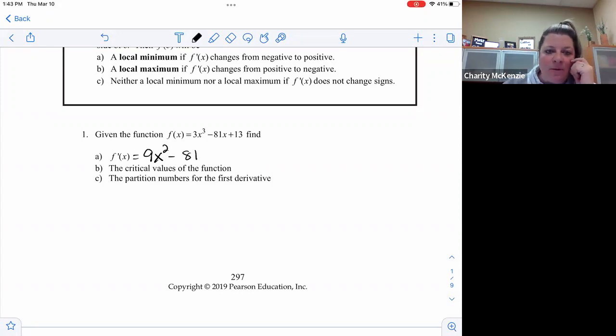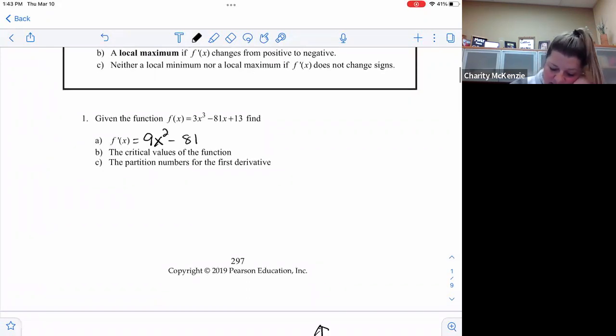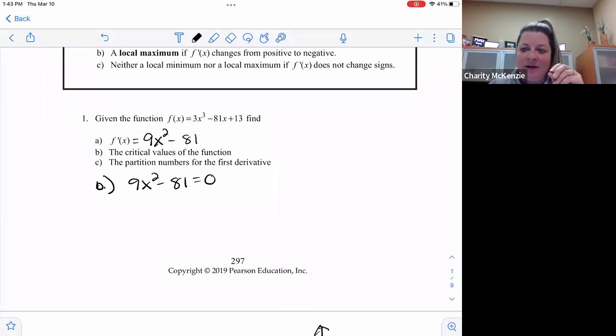Then from there, we're going to say, okay, the critical value of the function. So remember, the critical value is where the derivative equals 0. So I'm going to do it down here, part B, and that is where 9x squared minus 81, where does this equal 0? These are the values where we could switch from increasing to decreasing.